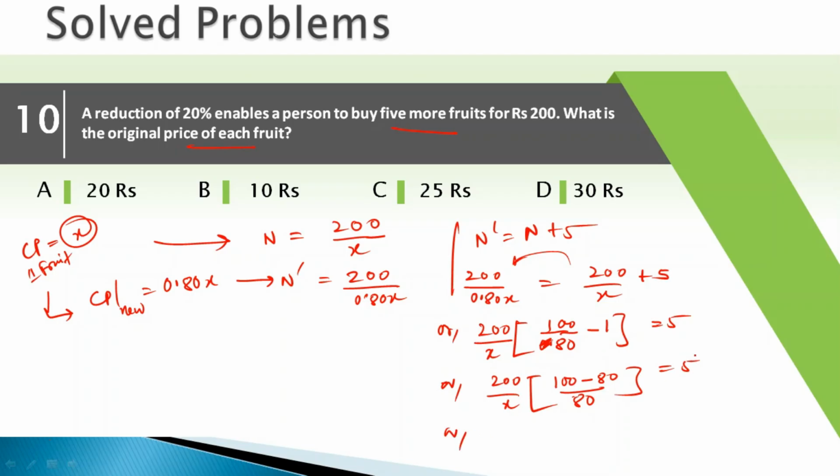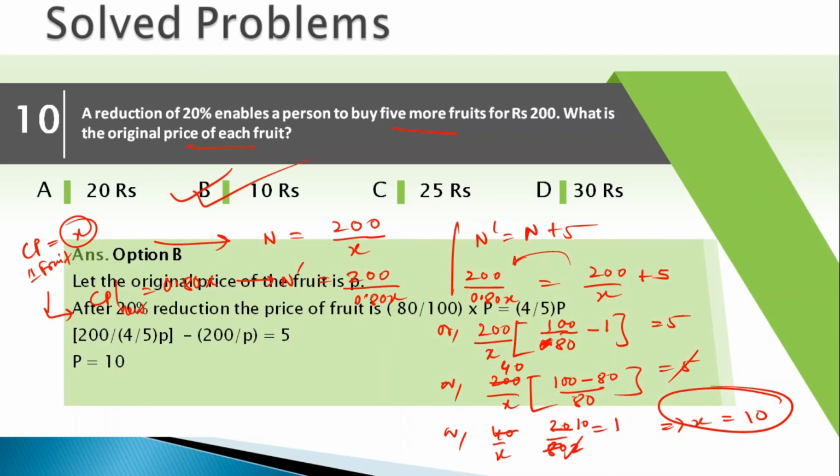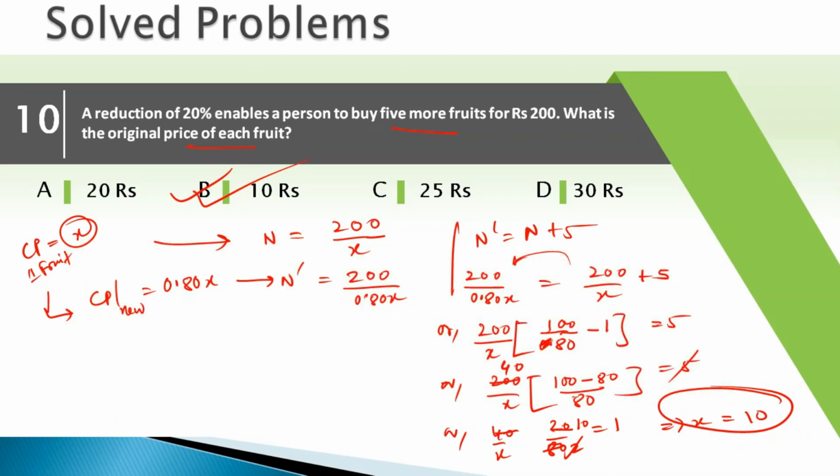Got it? Let's cancel this 5 with 200. We get that 5 fours are 20. So 40 by x is equal to 20 by 80. Then x equals to 10. Cross multiply and you get that x equals to 10. So the original price of each fruit was 10 rupees. Got it? So option B is the correct answer. And this is the way we solve it.